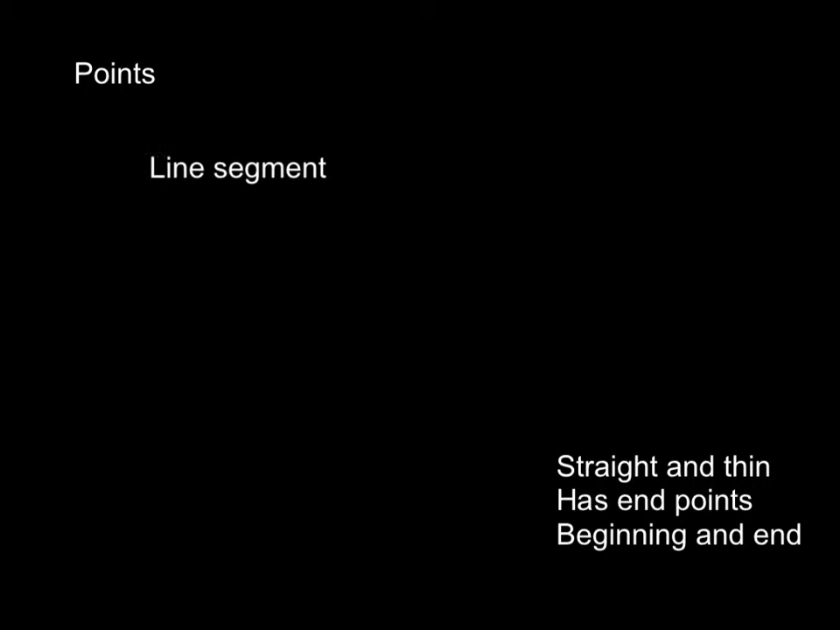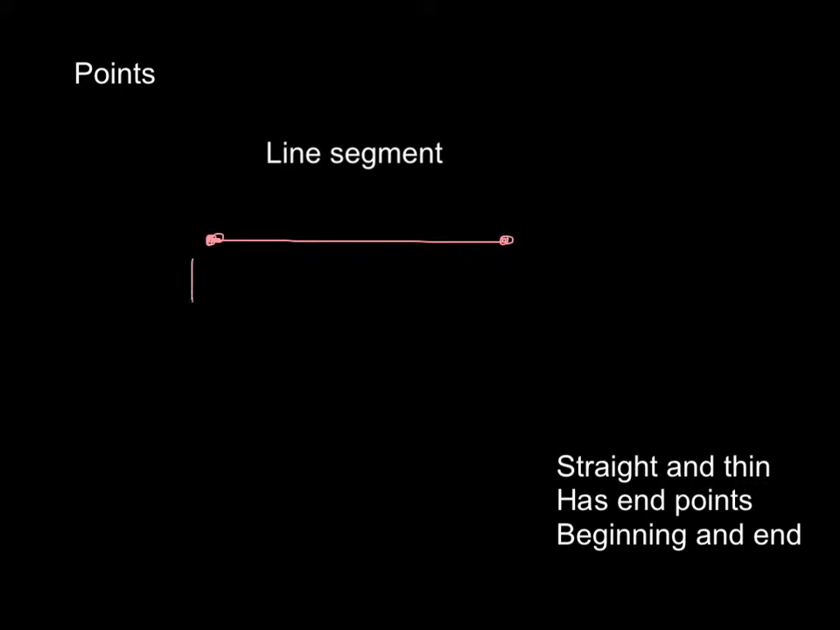The first thing we're going to look at is a line segment. A line segment is straight and thin. We would draw it with a straight edge, and it has an end point or a dot on both sides. Each of these are labeled, so it might be labeled A, B. It has a beginning, it has an end.